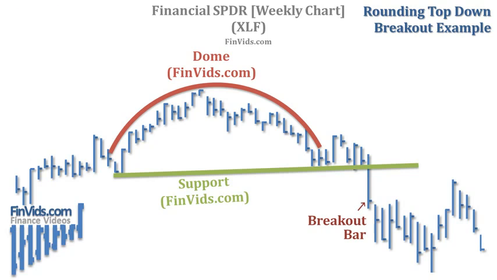So here we have a chart example of the Financial Spider Exchange Traded Fund on the weekly chart. So we have an uptrend, then we have a nice dome looking formation, then a period of consolidation. The left lip and the right lip are connected to create an area of support, and when prices break below support, a sell signal was triggered and prices went lower.